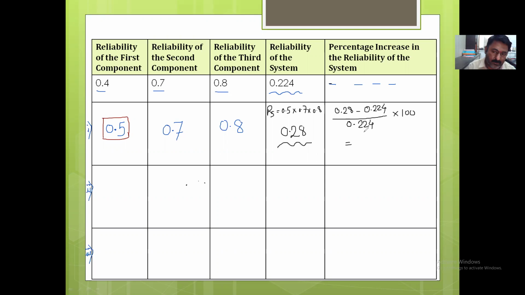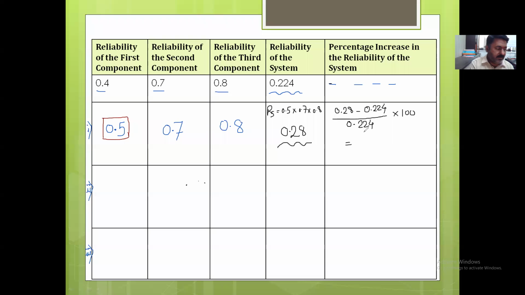0.28 minus 0.22 is just near about 0.6, divided by 0.22. So it is coming near about 25%. Will you please calculate once? Madhoji, you are getting 0.25, and after that 0.25 multiplied by 100 you will get the percentage.